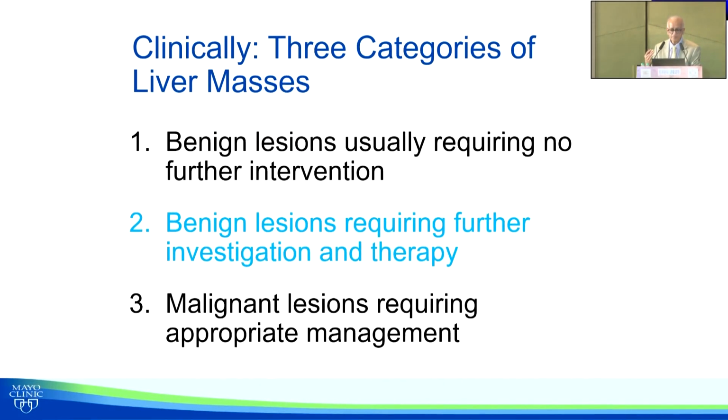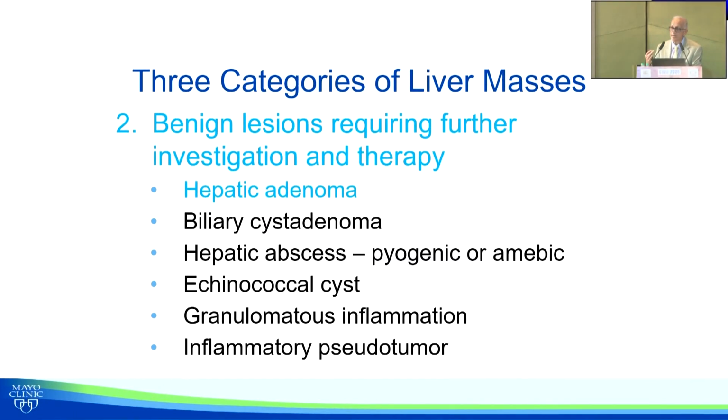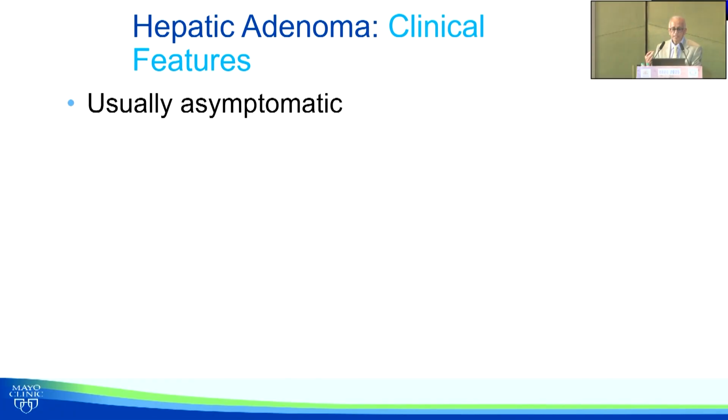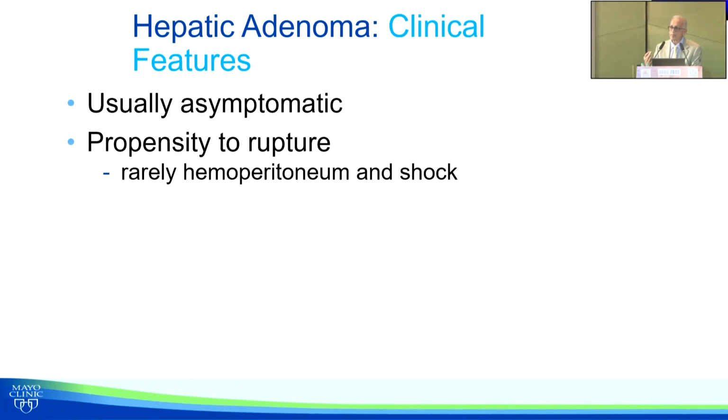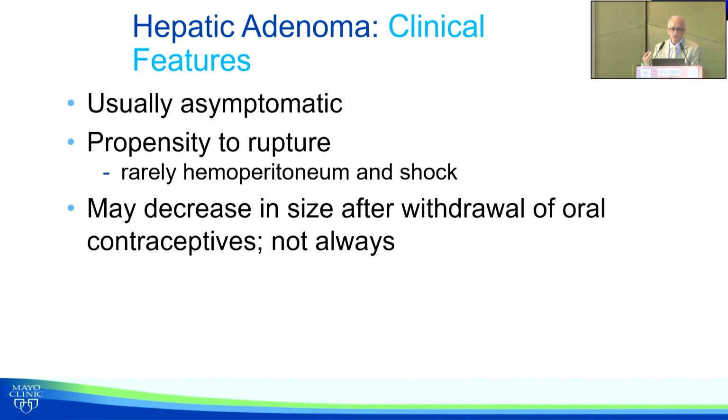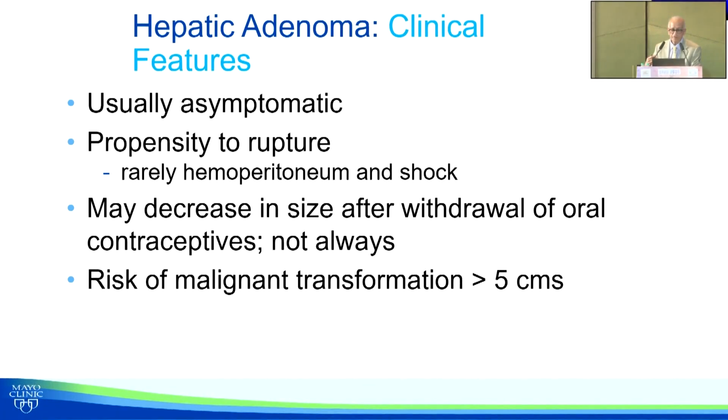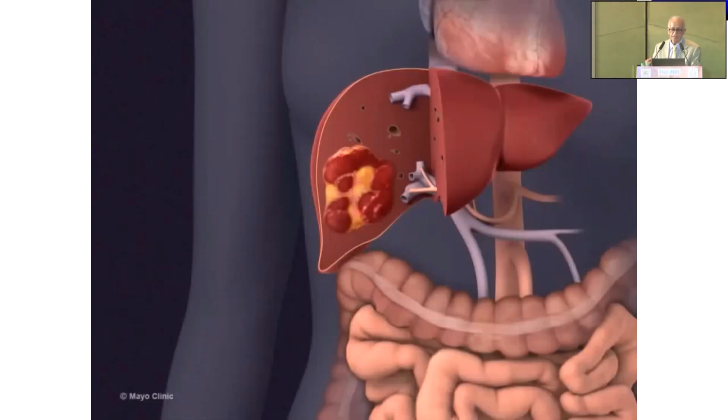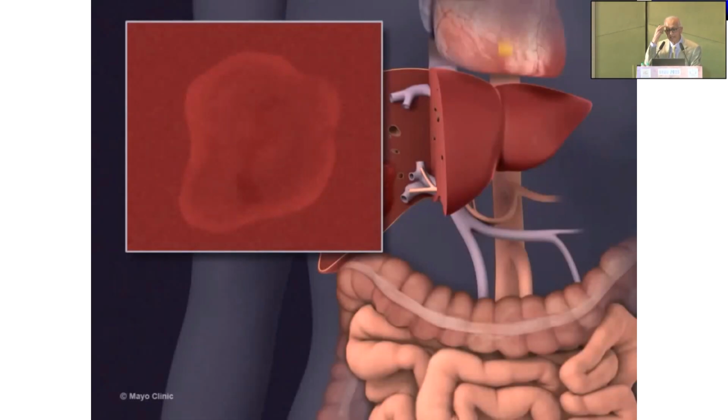Now, benign lesions requiring further investigation and treatment are a hepatic adenoma, usually asymptomatic, but it can rupture, and it ruptures, cause hemoperitoneum and shock. If the patient is on oral contraceptives, you withdraw oral contraceptives, that can resolve, and the risk of malignancy is if greater than 5 centimeters. So this is the typical hepatic adenoma.